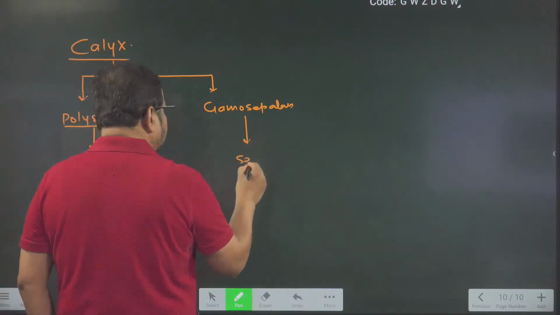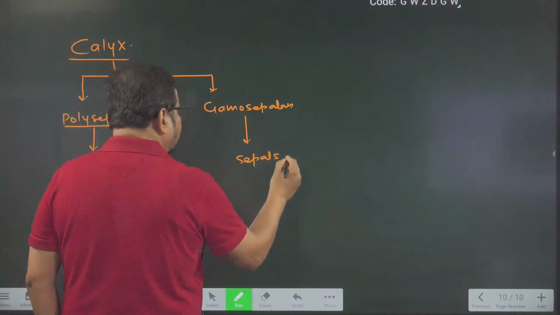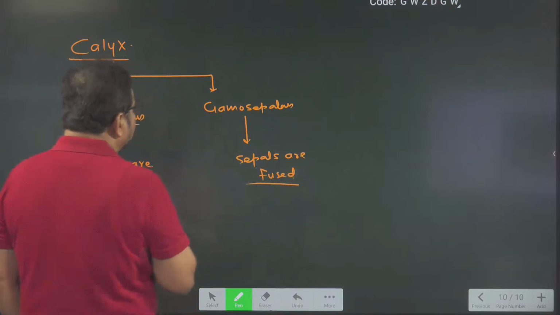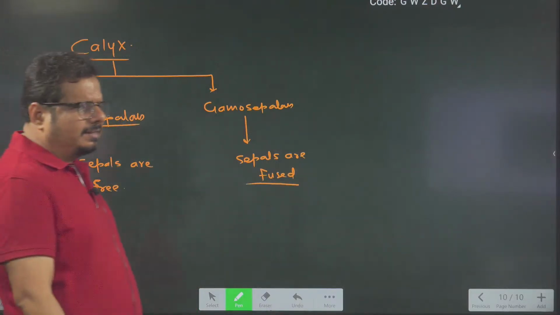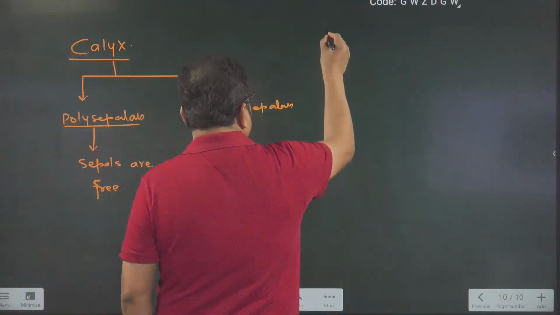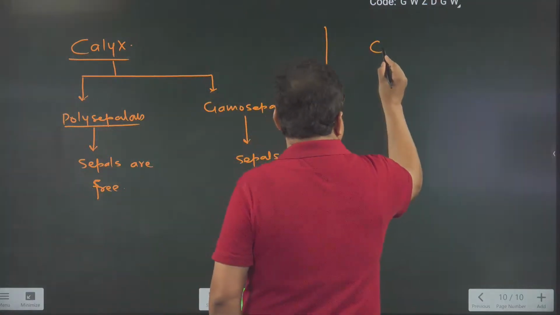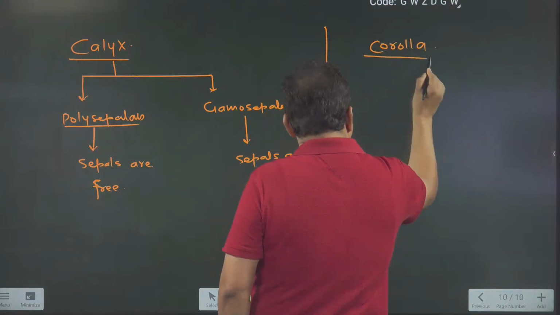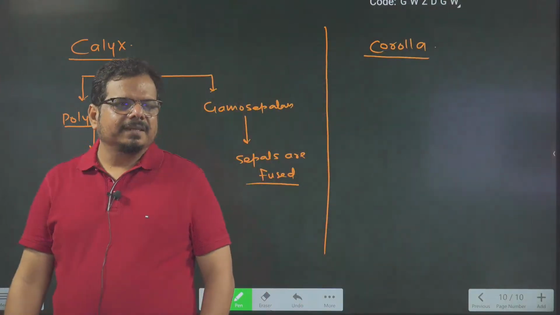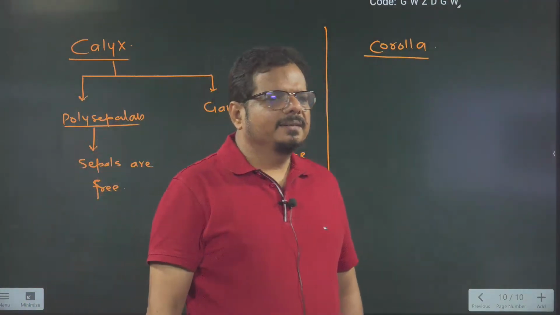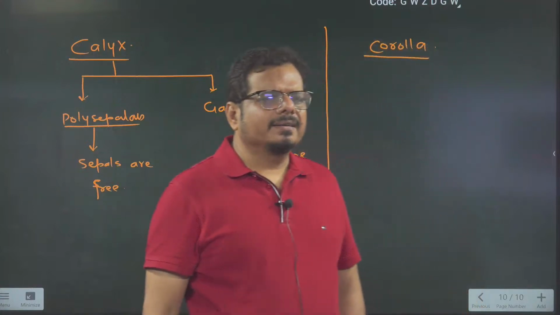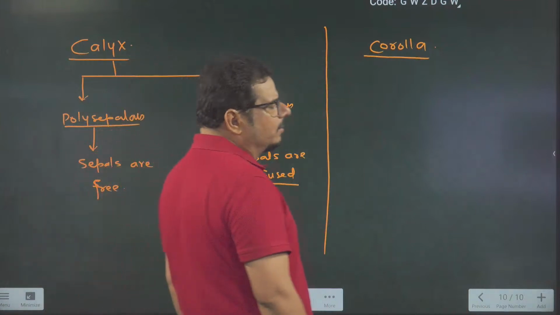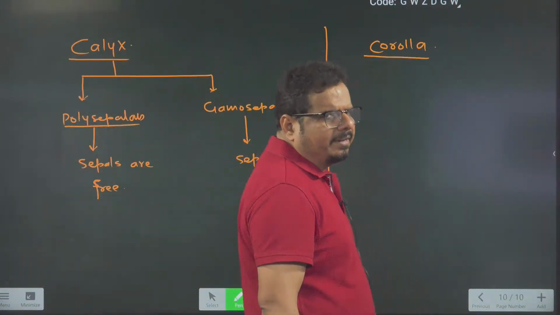Gamosepalous condition, sepals are fused. Got the idea? So these are the terminologies mentioned in the NCERT textbook. Now we are coming to the corolla. Basic story I told in the last class. It is the second whorl from outside. It is usually bright colored. Its major function is to attract the pollinator, and both calyx and corolla are called accessory whorls because they help in reproduction, not participate in reproduction.